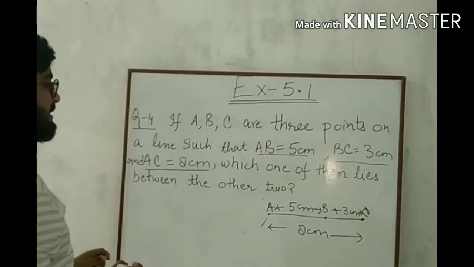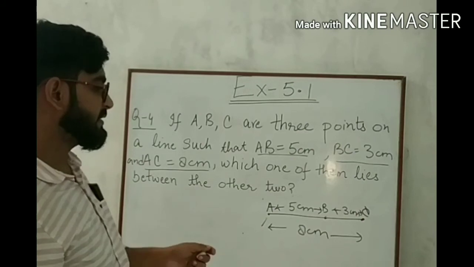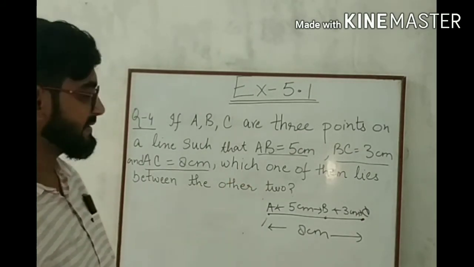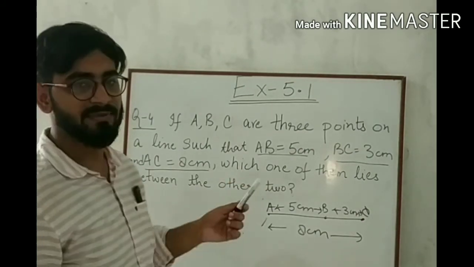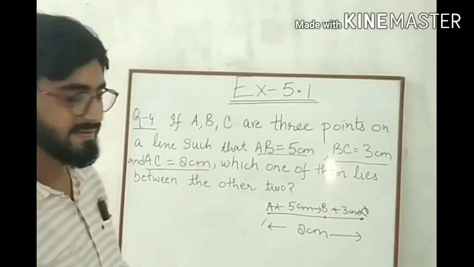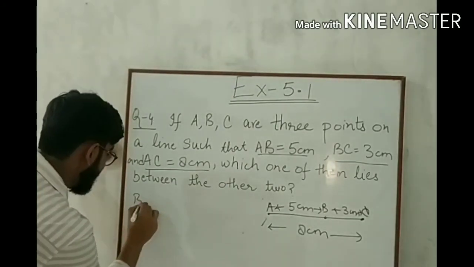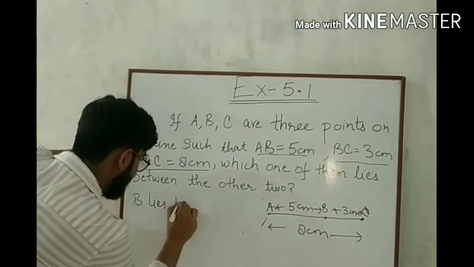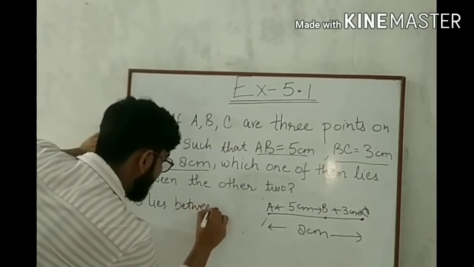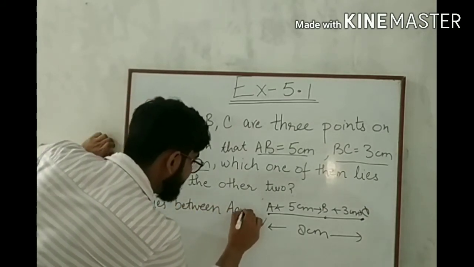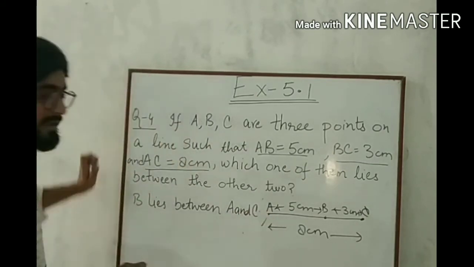So can you tell which one of them lies between the other two? Since AC is the longest line, we can tell B lies between the points A and C. So what is the answer? B lies between A and C. Okay, understood?